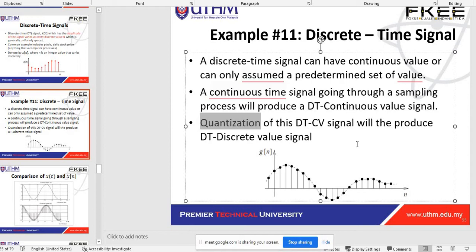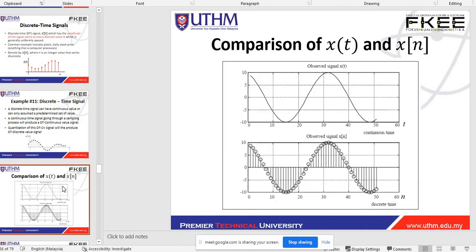Okay, because this one is about digital, but we are now talking about continuous time, so I'll just give you a briefing only. This is the comparison between x(t) and x[n]. x(t) is continuous in time. x[n] is also continuous in value, but it's discrete in time. You see the discrete time 0, 1, 2, 3, 4, 5, but the amplitude remains the same. We didn't change the amplitude, we just changed the time. The time is changed to discrete.